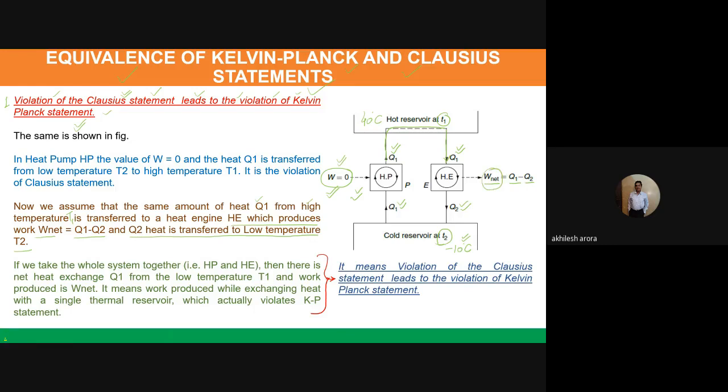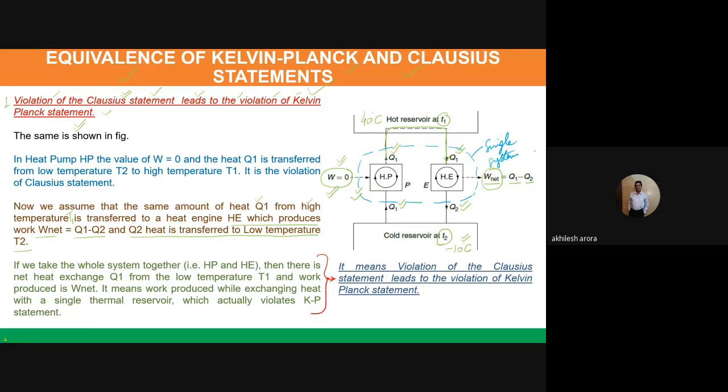Now let us try to understand what will happen if we are doing like this. Now you can focus here. I am drawing a dotted line here. I am considering both this heat engine and the heat pump together. Now I am considering that it is a single system.